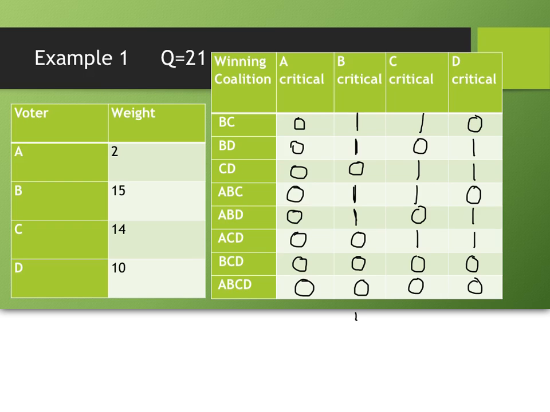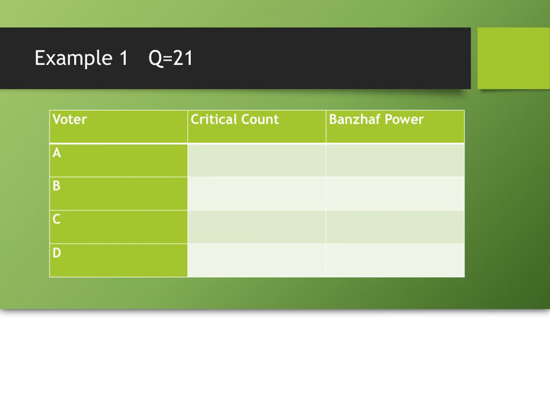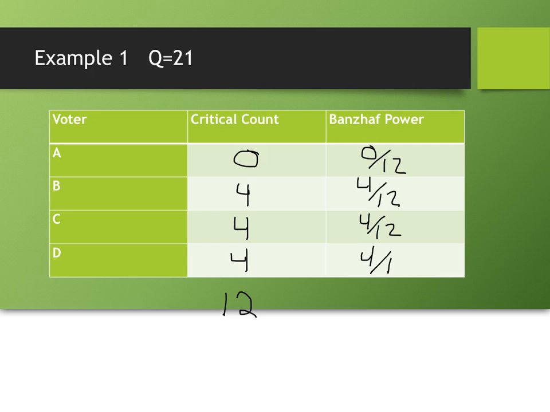B is critical 4 times. C is critical 4 times. D is critical 4 times. And A is never critical. All right, so the critical counts are 0, 4, 4, 4. That gives us a total sum of the critical counts of 12. So the Banzhaf power is 0 out of 12, 4 out of 12, 4 out of 12, and 4 out of 12 for each of the corresponding voters.